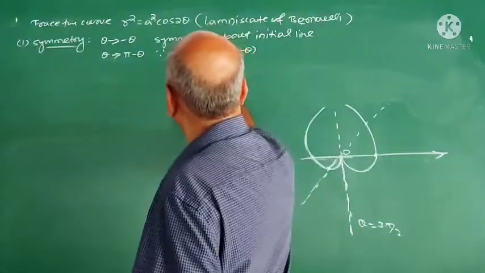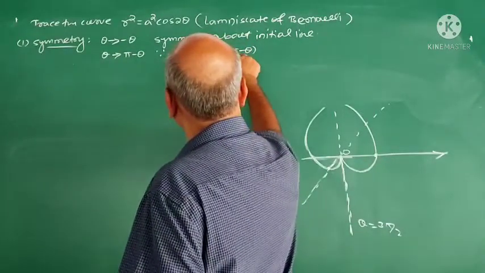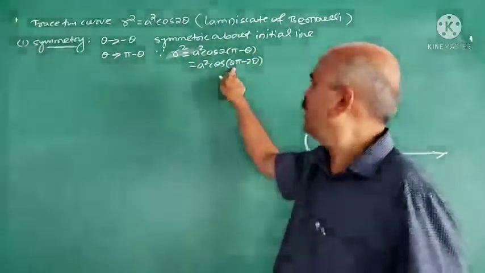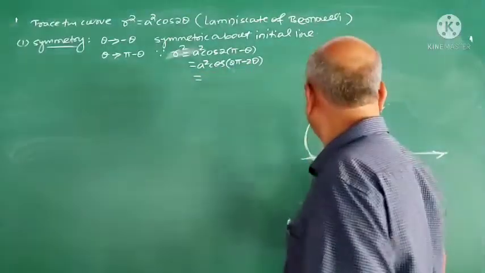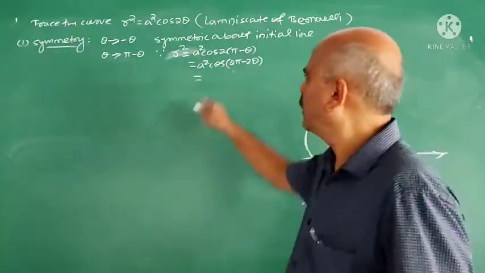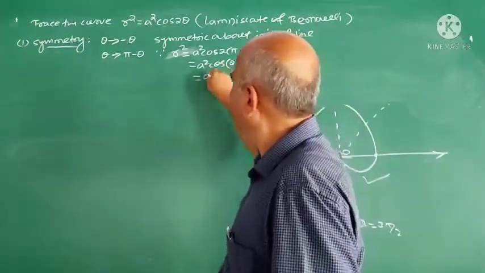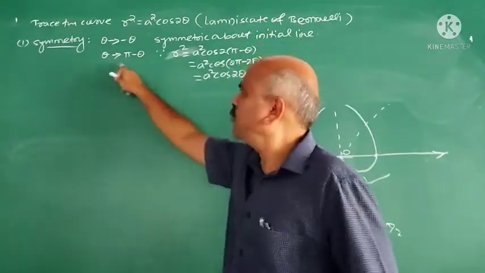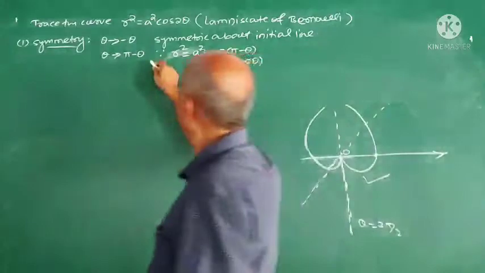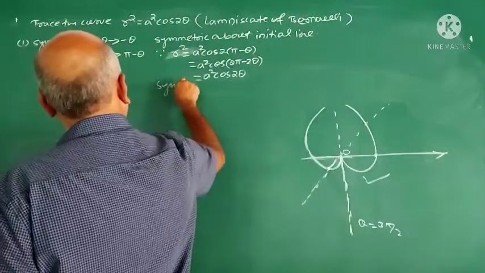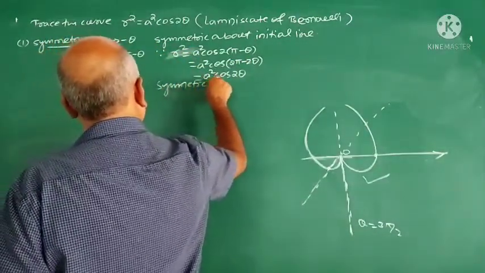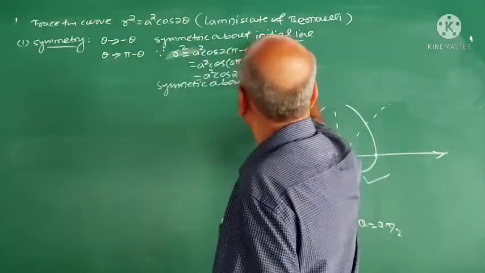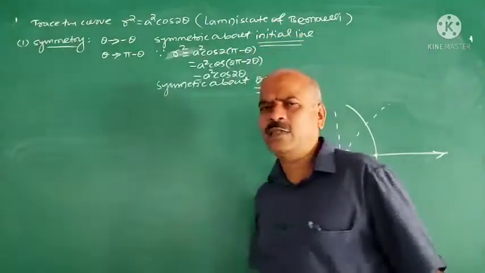It is therefore a square cos of 2 pi minus 2 theta. You have studied this allied angle. 2 pi minus 2 theta lies in the fourth quadrant. In the fourth quadrant cos is positive. So we get a square cos 2 theta only. So when theta changes to pi minus theta it remains unaltered. Symmetric about what line? Theta is pi by 2. So it is symmetric about the initial line, and symmetric about theta is pi by 2.